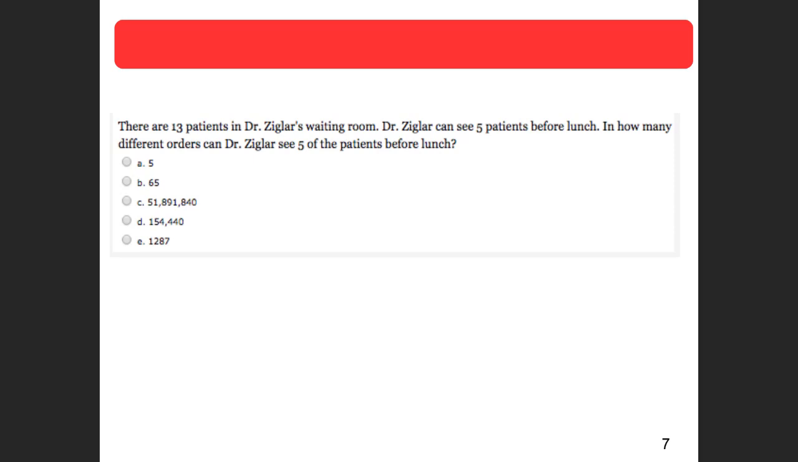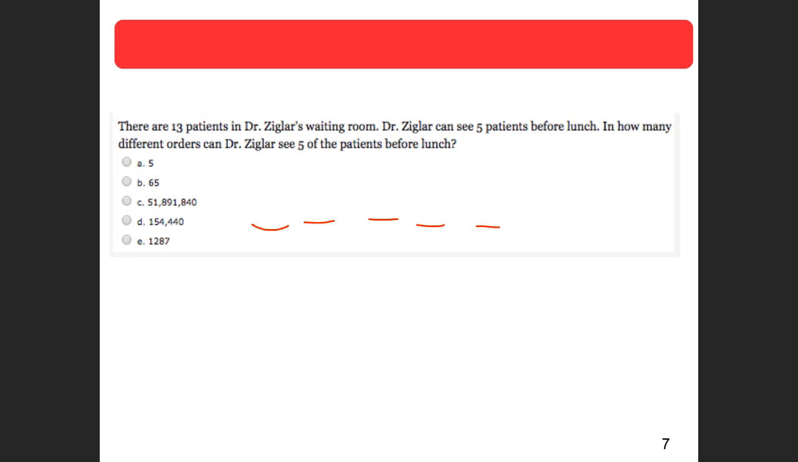There are 13 patients in Dr. Ziegler's waiting room. Dr. Ziegler can see 5 patients before lunch. In how many different orders can Dr. Ziegler see the 5 patients? Well, when you think about it, this is a fundamental counting principle also. You can see 5 patients.